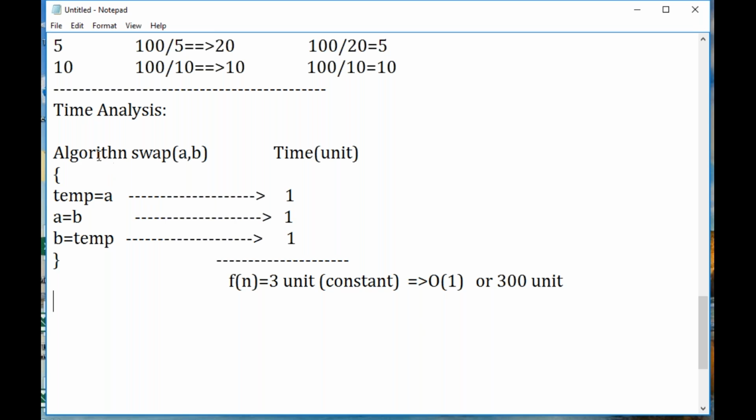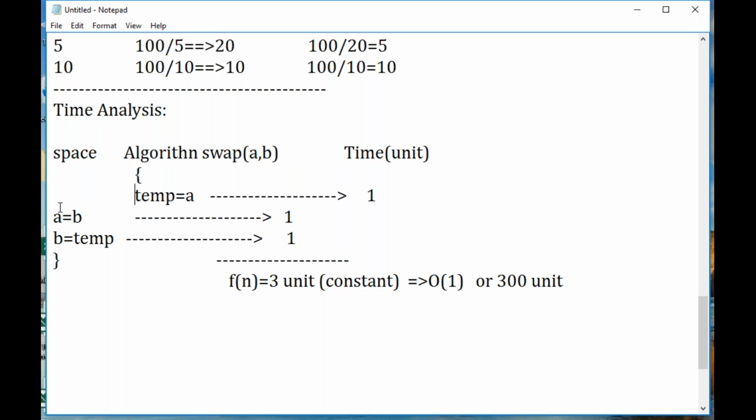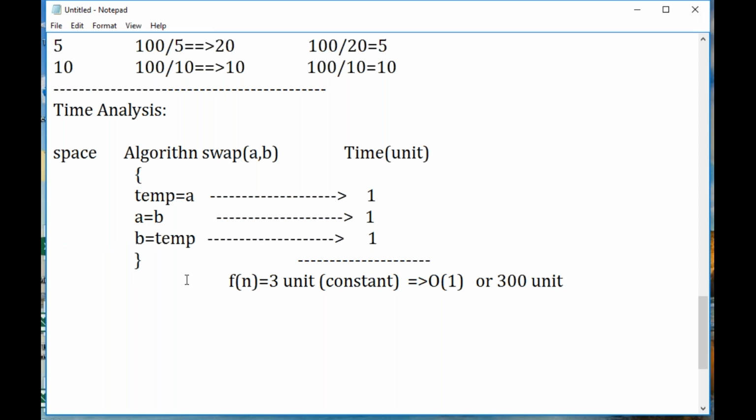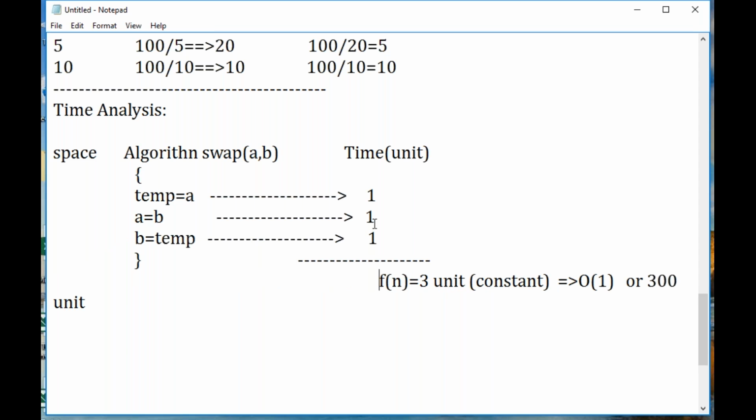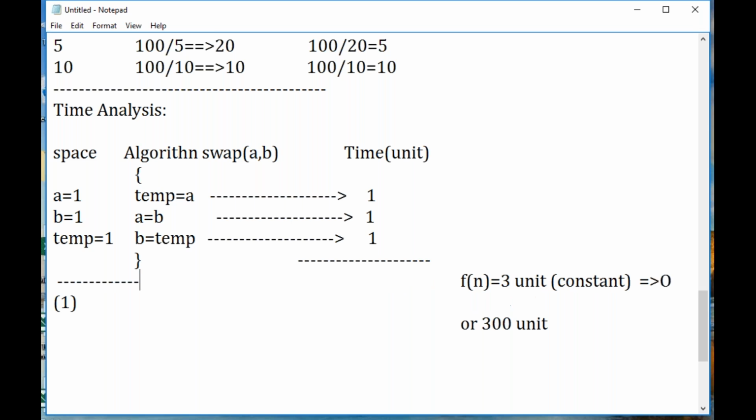Okay, shall we go for space complexity? Okay. And next is we are going to speak about space complexity. So let me write space complexity this side, guys. Here I'm going to write space complexity. Here for each and every line, let us take here, where A acquires one unit of space, and here B acquire 1 unit of space, and let us assume here temp acquire 1 unit of space. So overall, how many unit of space is required? Again, 3 unit of space.